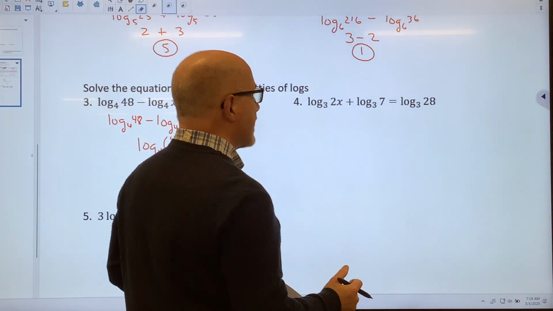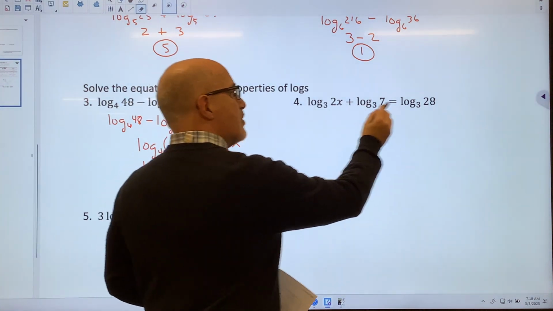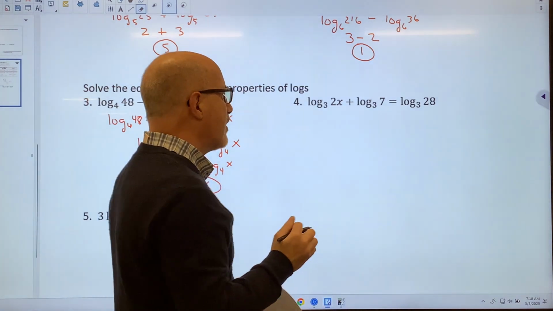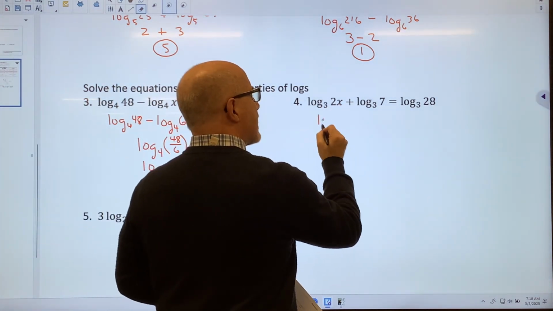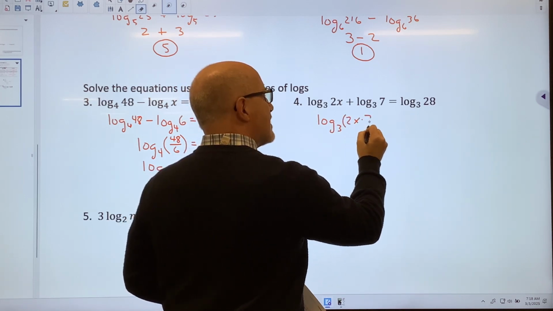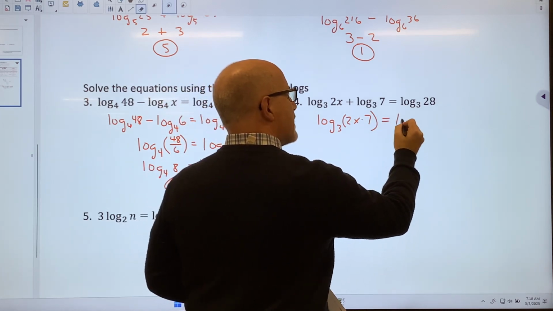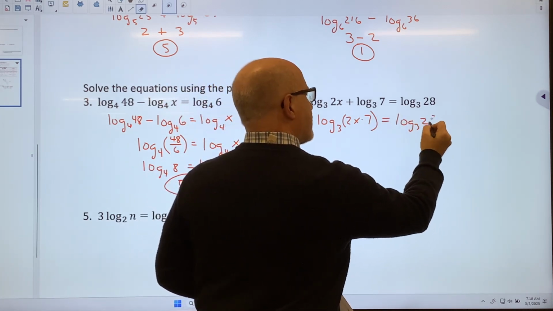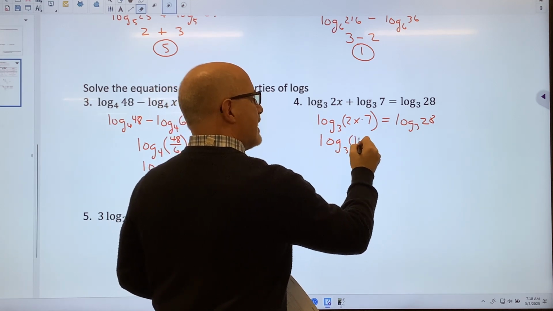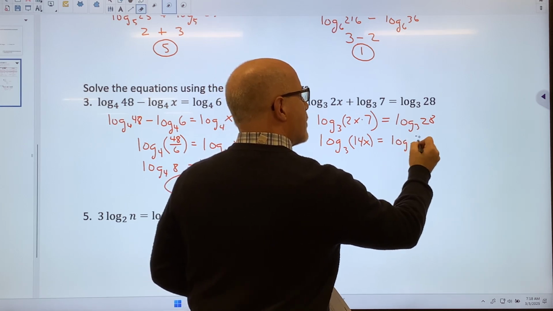Notice that I've got an expression here where I'm adding two logs. Now I could get these two together and do it. I'm going to leave it as is and just go ahead and bring them together. So adding two logs means I can make it log of 2x times the 7. Adding two logs, you multiply the inside parts when you bring them together. 2x times 7 is equal to 14x, equals log base 3 of 28.